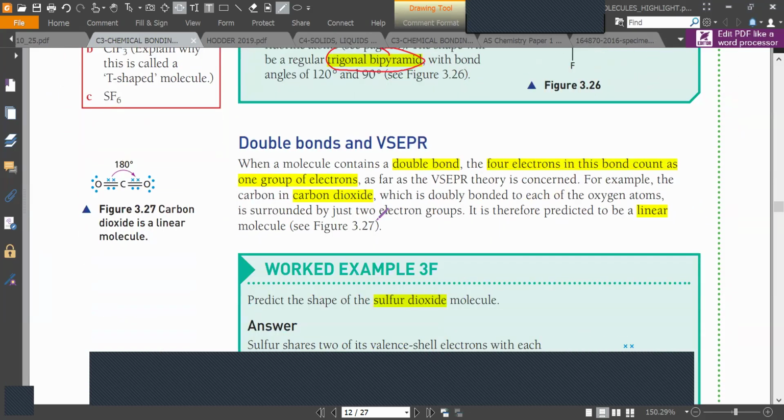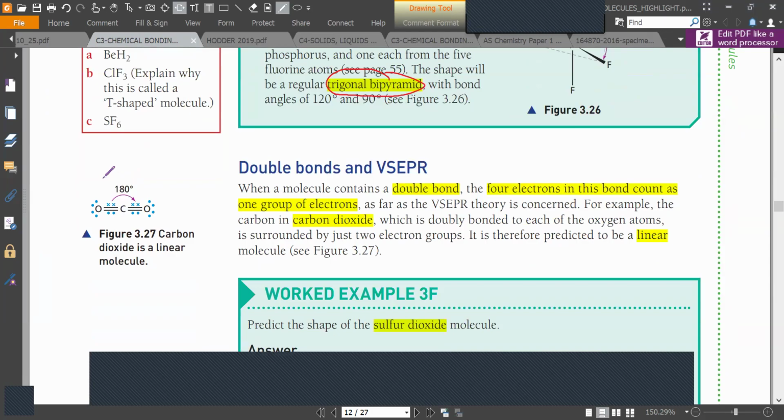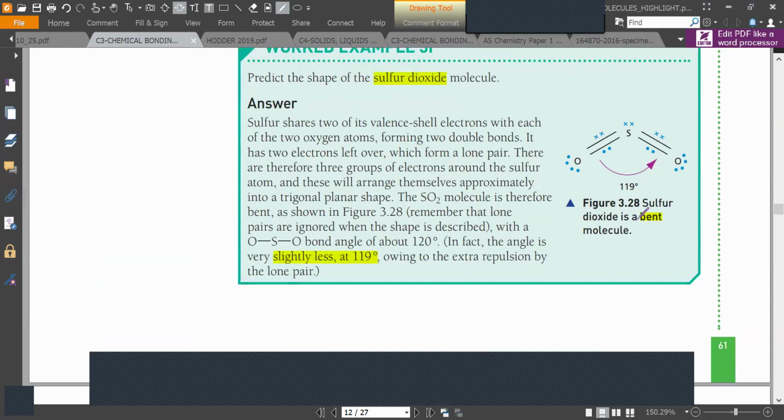And then how do we consider a double bond? When we have a double bond, this one is four electrons, two pairs of electrons, but we just count this as one group of electrons. We just count it as one group. So that's why CO2 is a linear molecule.